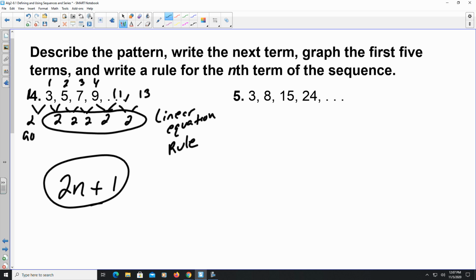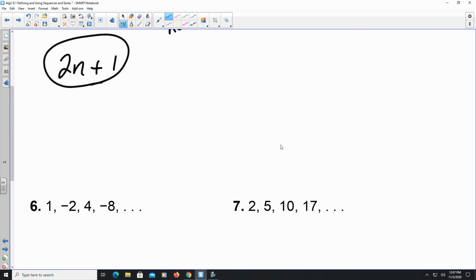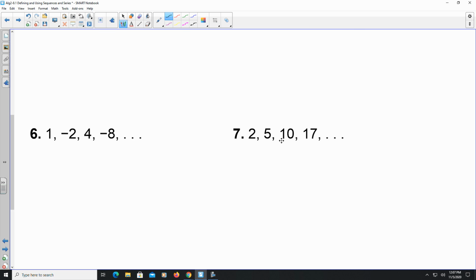All right, a lot of it is being able to kind of guess and check a little bit. But again, if you do have additional questions in trying to discover what those rules are, please let me know. I'm more than happy to look at those.